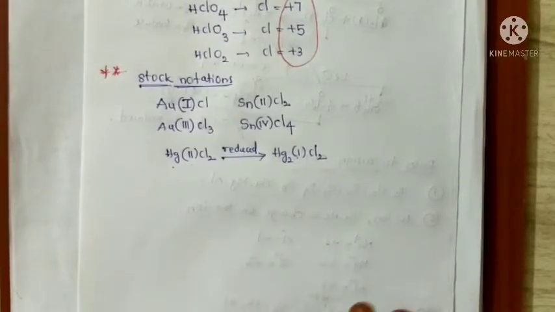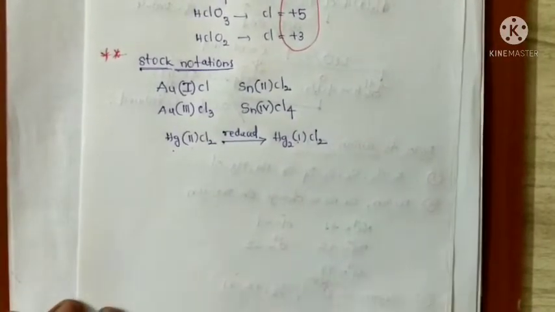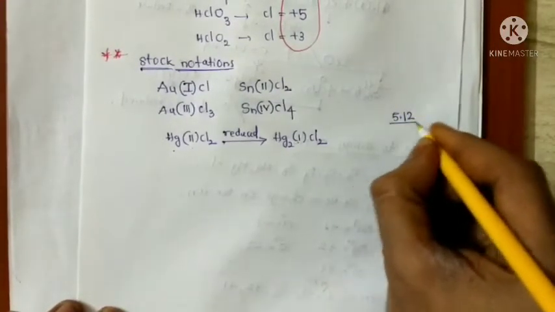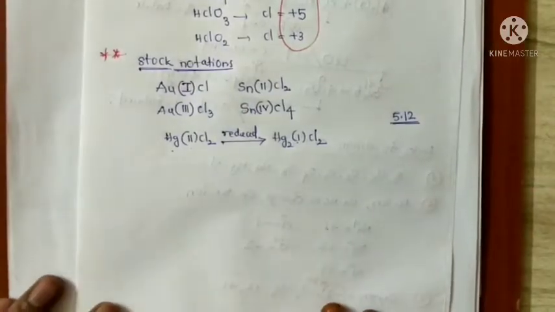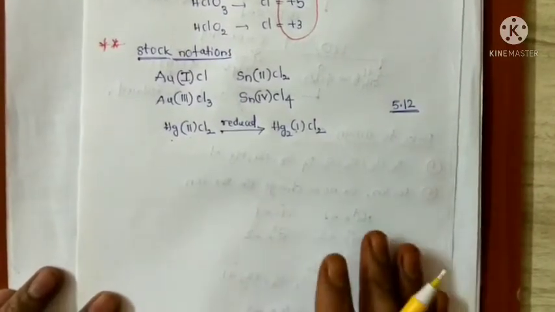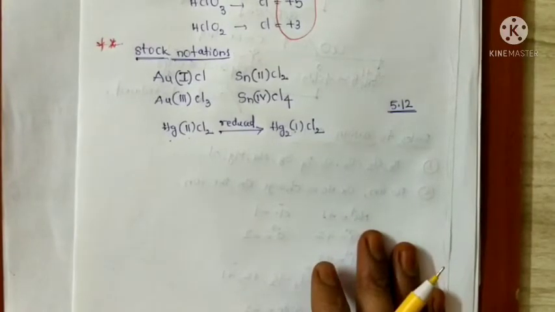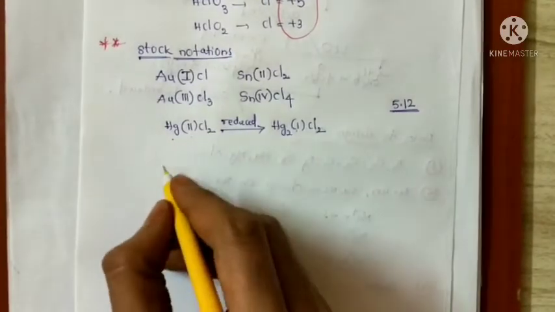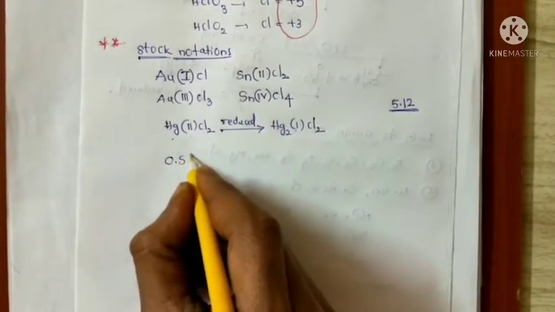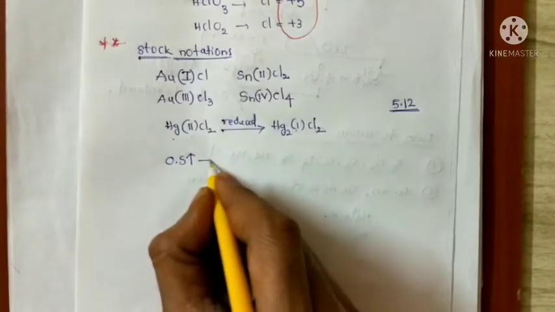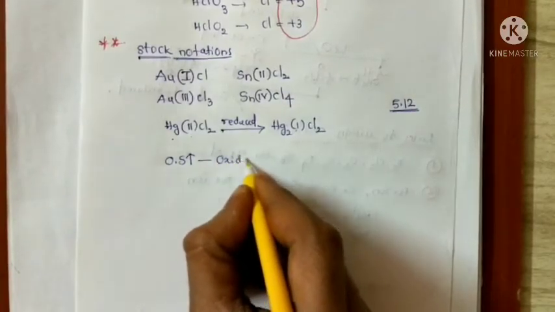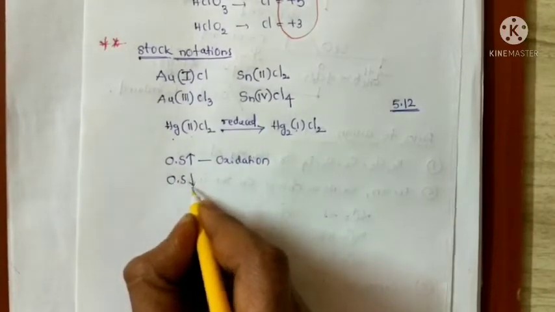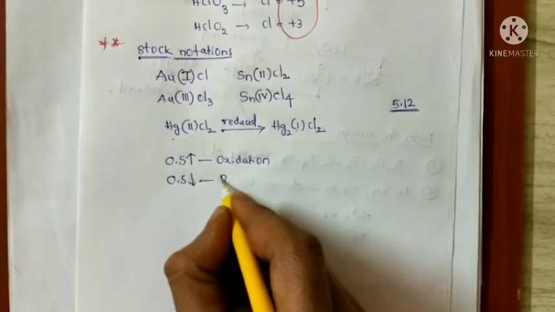You should solve problem 5.12 in your textbook. Some problems are there, 5.1 onward; you will solve them. So from these notations we can conclude that an increase in the oxidation state of an element is called oxidation. If the oxidation state of an element decreases, it is called reduction.